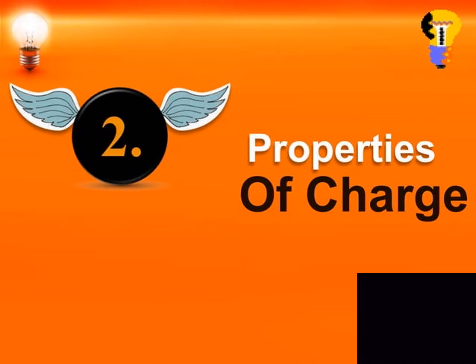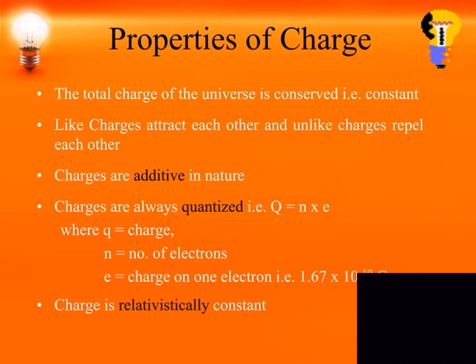So now we have understood what charge is, how we measure it, how it passes, and what different types of charges we have. Now let us see the properties of those charges. The total charge of the universe is conserved as constant. We consider the total charge of the universe to be constant.